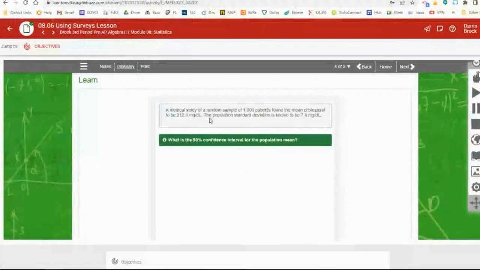All right, so look at this. A medical study of a random sample of 1,000 patients. Okay, so now we know that our N equals 1,000. Found the mean cholesterol, so the average cholesterol, the mean, which is that little symbol. I'm going to write this down, 212.4 milligrams per dL. So the population standard deviation is going to be 7.4. Okay, 7.4 mg/dL. And it wants to know what is the 90% confidence interval?